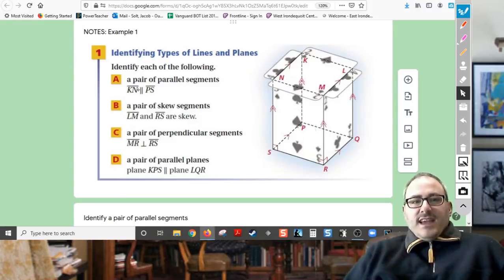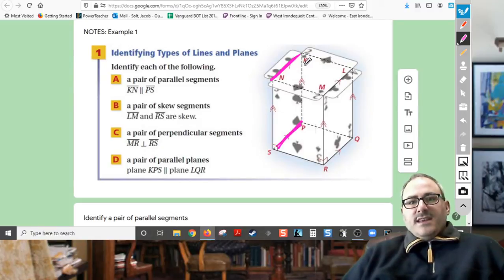Let me see. KN is going to be parallel to PS. Let me take a look at that. KN, this line right here, KN is parallel to PS. Where is PS? Yes. KN is parallel to PS. They're on the same plane, and they will never touch. Do you kind of see that?